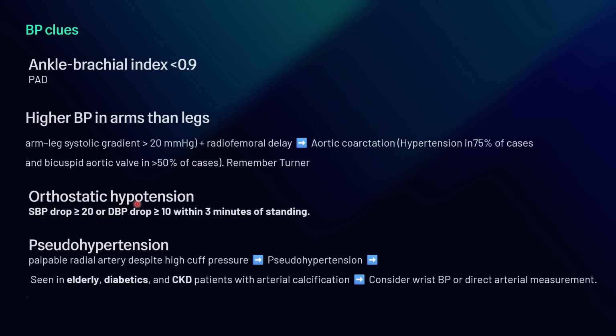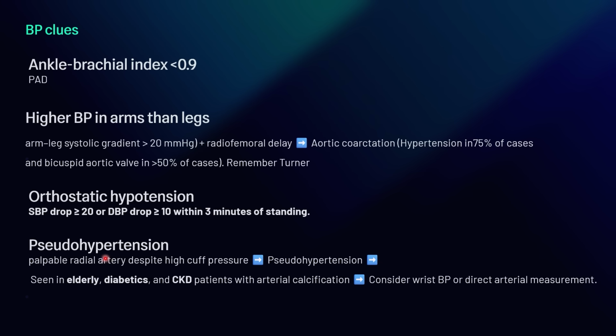Turner syndrome. Orthostatic hypotension, a drop of equal or more than 20 in systolic, or equal or more than 10 in diastolic blood pressure within 3 minutes. The 3 minutes is very important. Even in real world settings, most don't wait for the 3 minutes before rechecking the blood pressure when they stand. Also, pay attention to the pseudo hypertension.